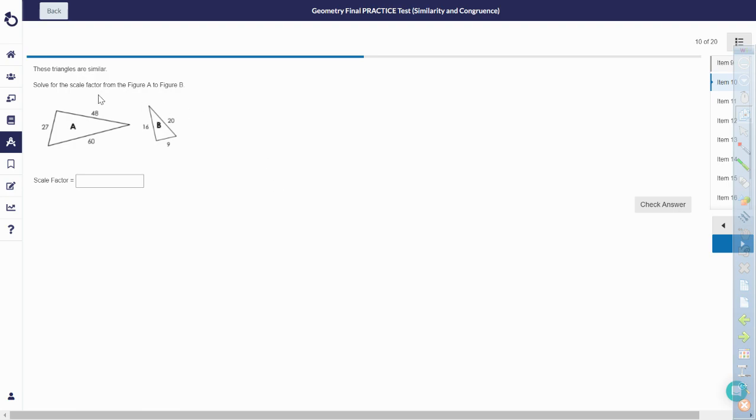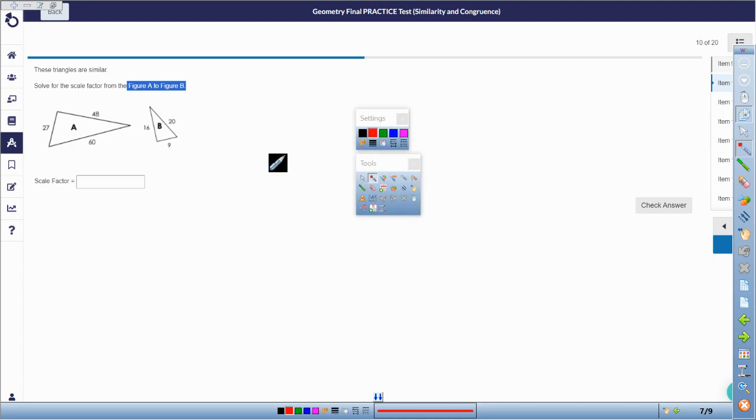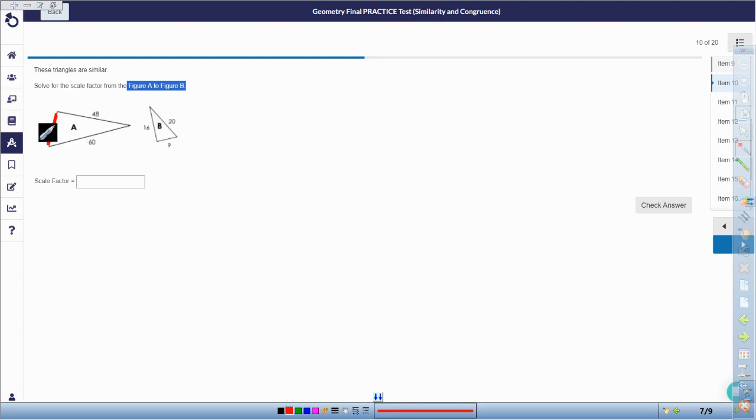All right, and the very first thing, they're saying these triangles are similar, solve for the scale factor from figure A to figure B. Okay, so what's the scale factor of these triangles? Basically, what's happening to A for it to turn into B? If you guys remember, to find the scale factors, we can just set up a ratio of these corresponding sides. All right, and we can do any ratio here. The one I'm going to do is this short side length and this short side length.